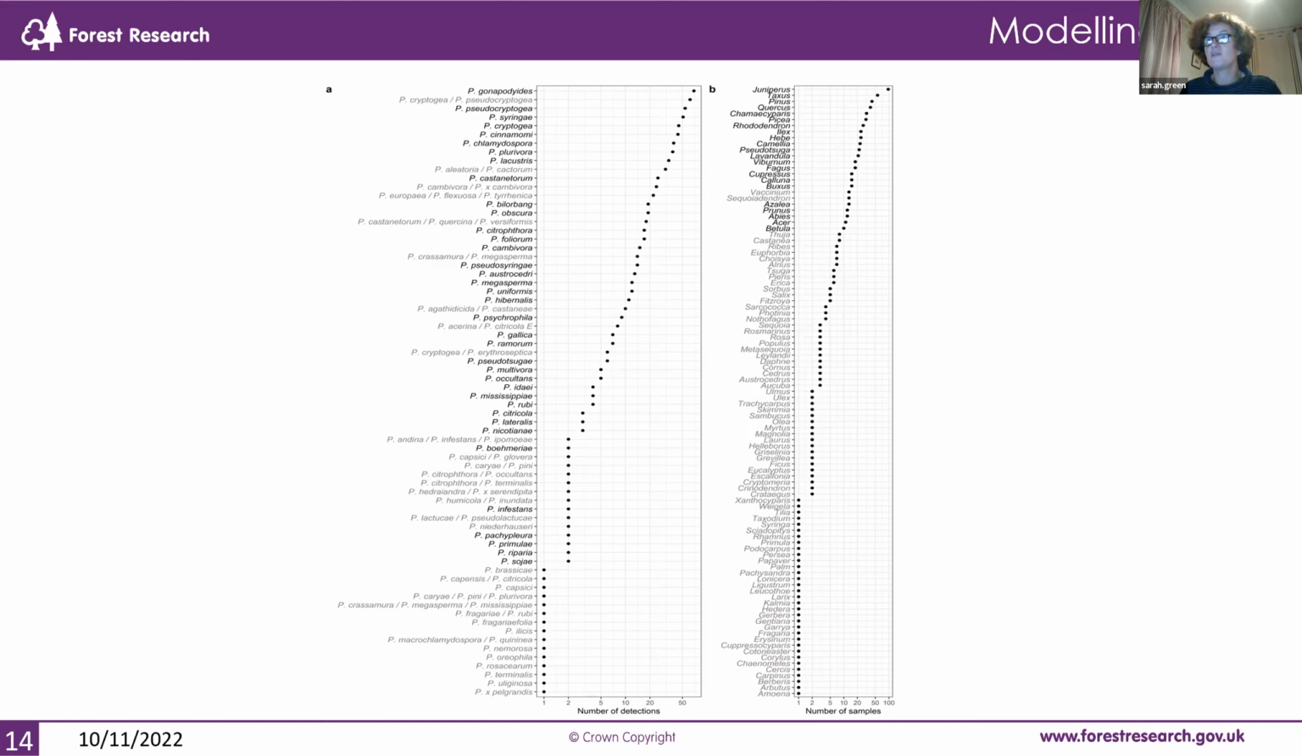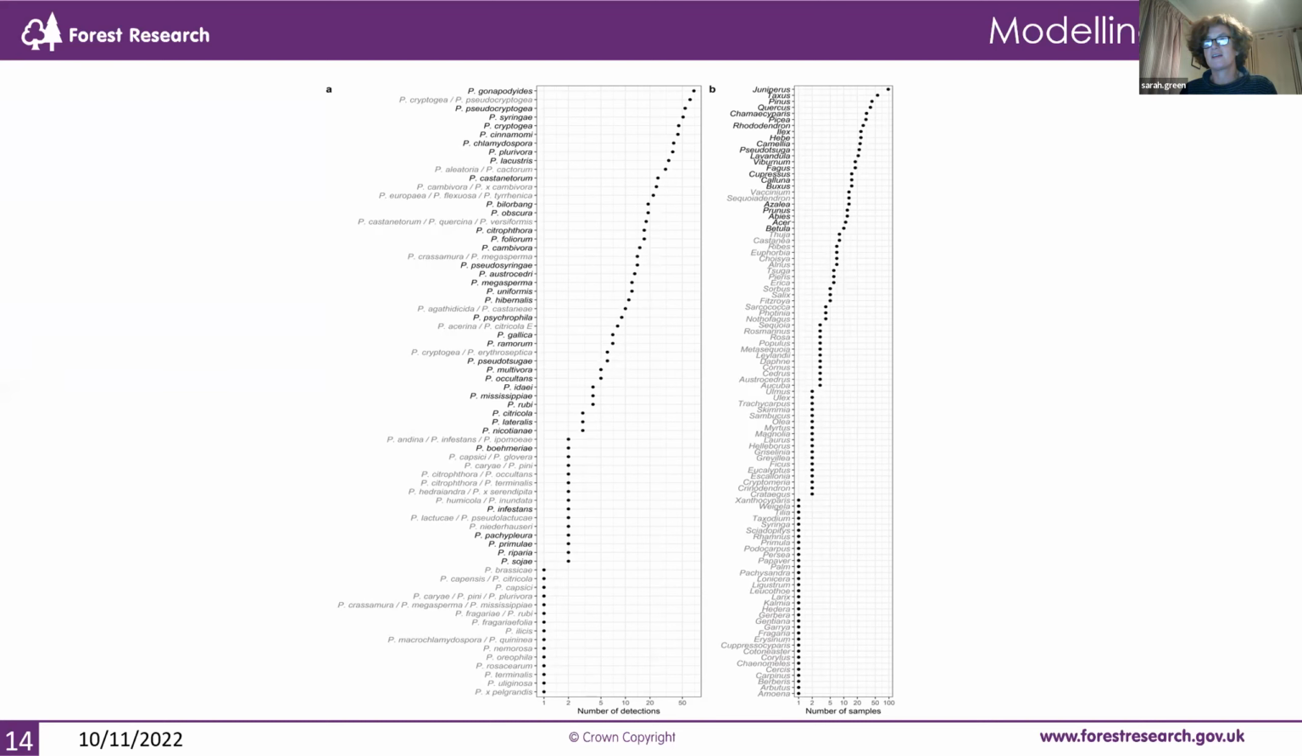And when it comes to the hosts, you can see the most frequent host species that come into the models are juniper, yew, cherry, oak, and Chamaecyparis, and then we get to some of the ornamentals like rhododendrons, camellias, and hebes and lavenders. And again, the hosts outlined in bold are those that were included in the models and the most abundant sampled across the nurseries.